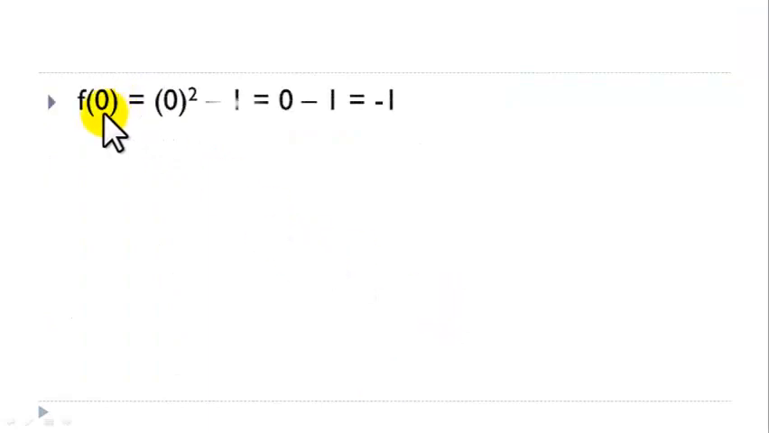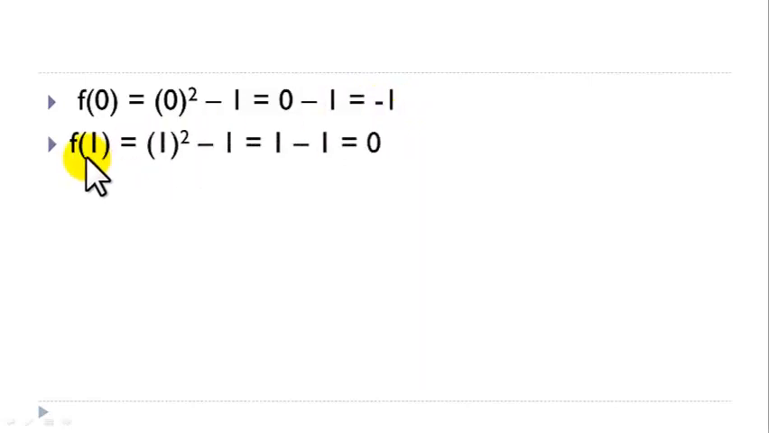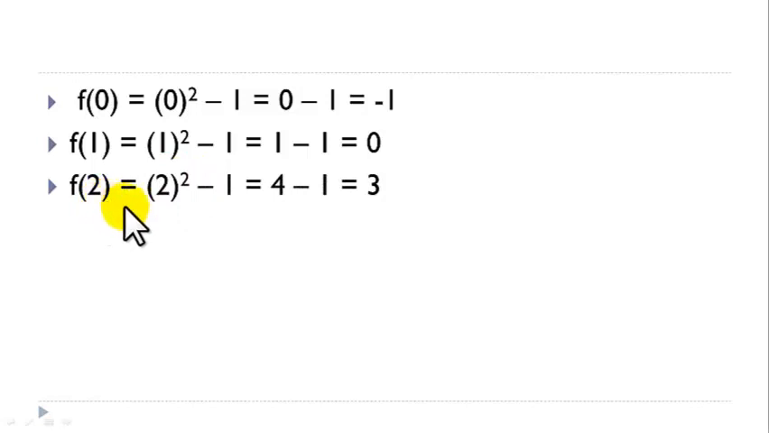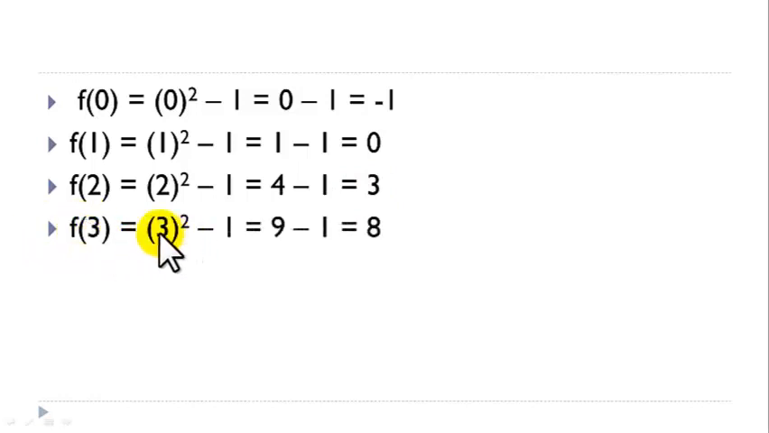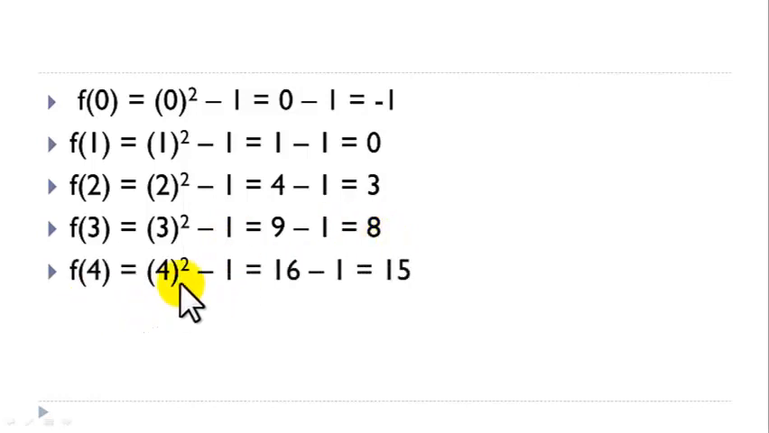The image of 0 is 0 squared minus 1, and that will give us -1. The image of 1 is 1 squared minus 1, that is 0. The image of 2 is 2 squared minus 1, which is equal to 3. The image of 3 is 3 squared minus 1, which is equal to 8. And the image of 4 is 4 squared minus 1, which is equal to 15.